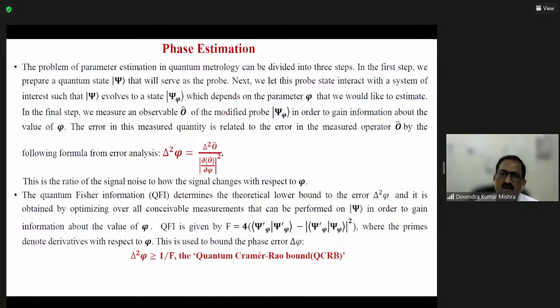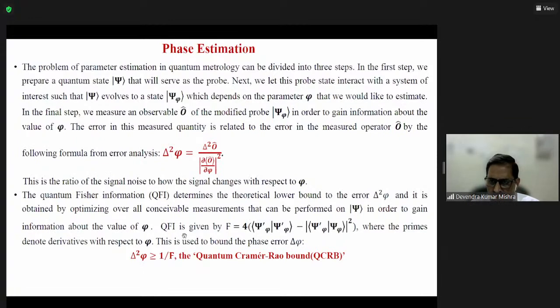The error in this estimated quantity is related to the error in the measured operator O by the following formula. This is from error analysis. Delta square phi is equal to delta operator O divided by this relation. This is the ratio of the signal noise to how the signal changes with respect to phi. The quantum Fisher information determines the theoretical lower bound to the error, and it is obtained by optimizing over all conceivable measurements that can be performed on ket psi in order to gain information about the value of parameter phi. In other words, the quantum Fisher information is independent of the measurement technique.